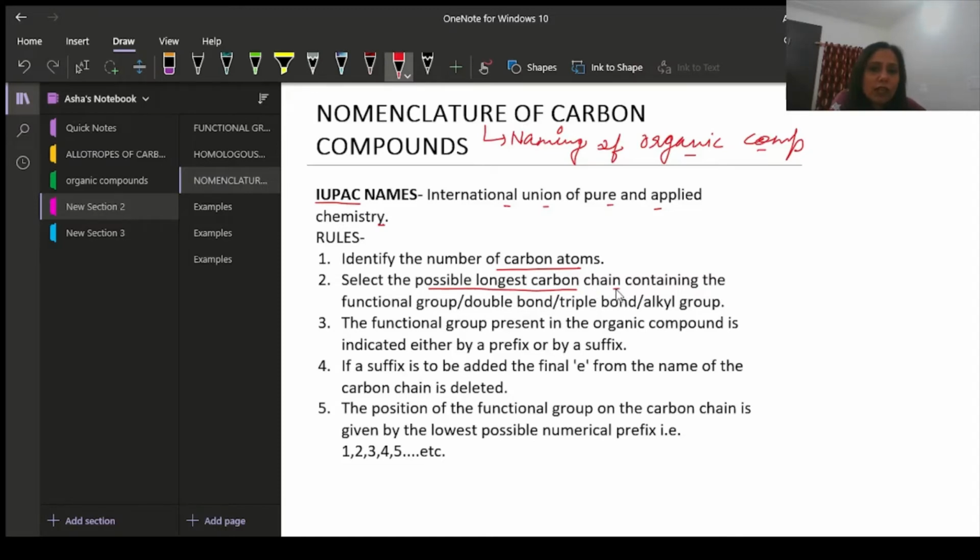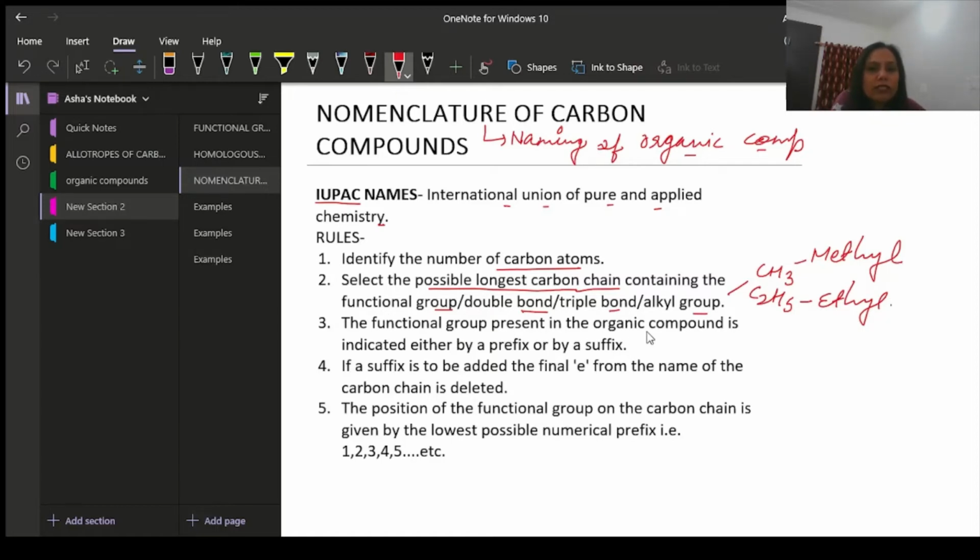Second, select the longest possible carbon chain, containing the functional group. It should have the functional group, it can have a double bond or a triple bond or alkyl groups. Now what is an alkyl group? Right now you can understand alkyl groups like CH3, which is also called methyl. They are usually present as a side chain. Or C2H5, which is called ethyl.